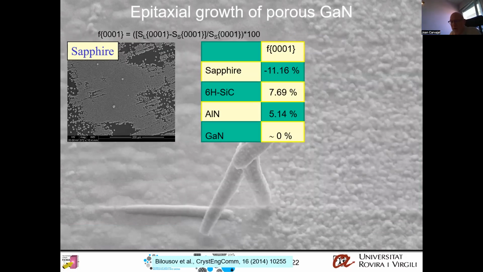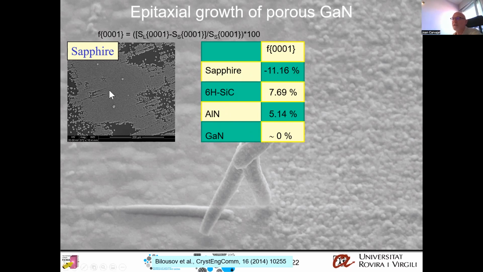This was okay, but for practical applications, we needed to produce epitaxial layers of this material. For that, we investigated the use of different substrates like sapphire, silicon carbide, aluminum nitride, and the same gallium nitride. They have different lattice mismatches with gallium nitride, and depending on that, we will see that we can obtain those epitaxial layers or not.